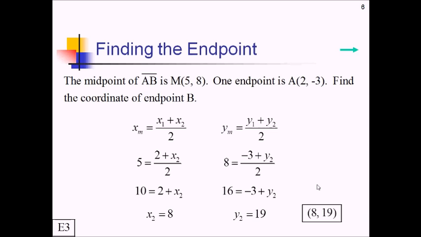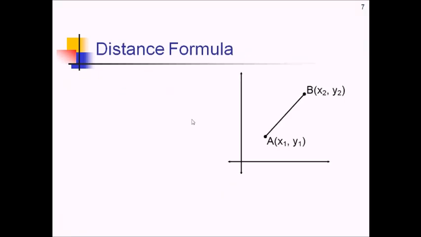And if you wanted, you could average this together with the first endpoint they give you just to make sure it actually gives you this midpoint. So 2 plus 8 divided by 2 is 5. -3 plus 19 divided by 2 is 8. So we're good.